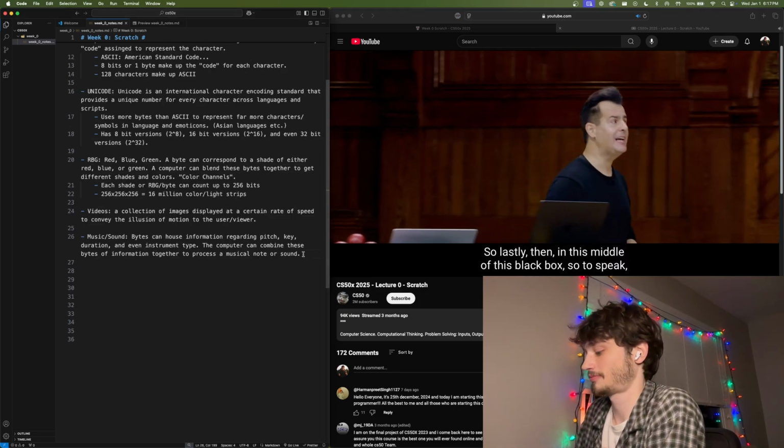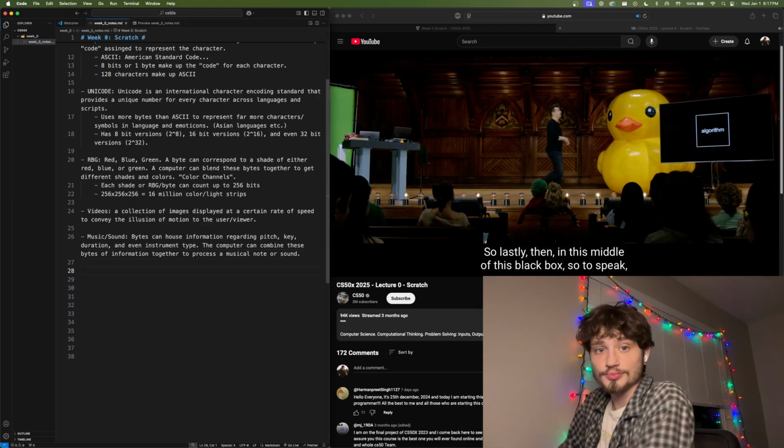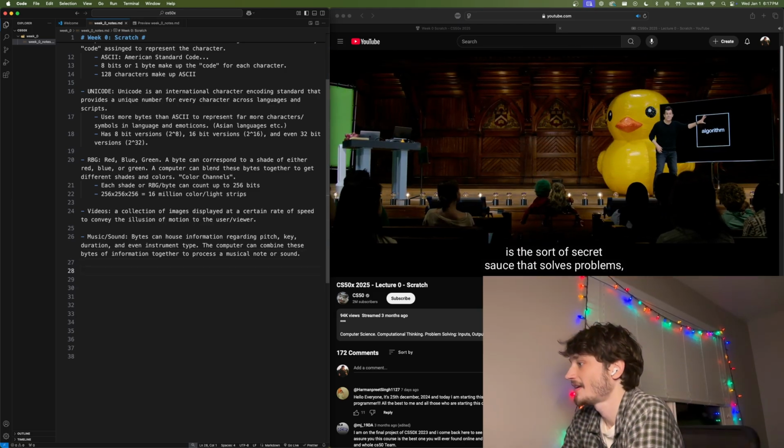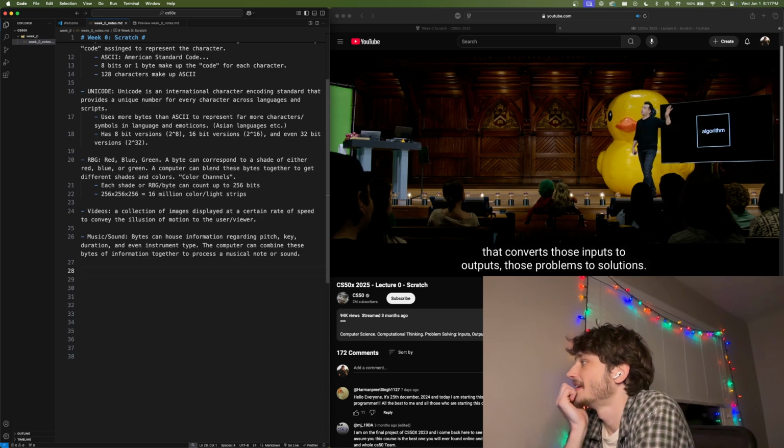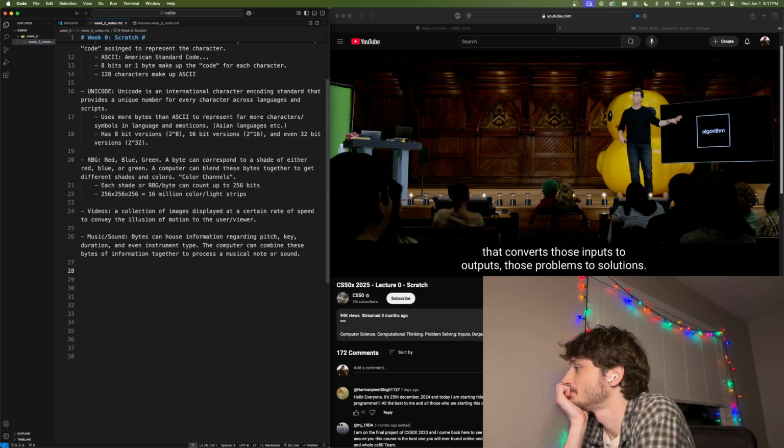Right, so lastly then, in this middle of this black box, so to speak, is the sort of secret sauce that solves problems, that converts those inputs to outputs, those problems to solutions.